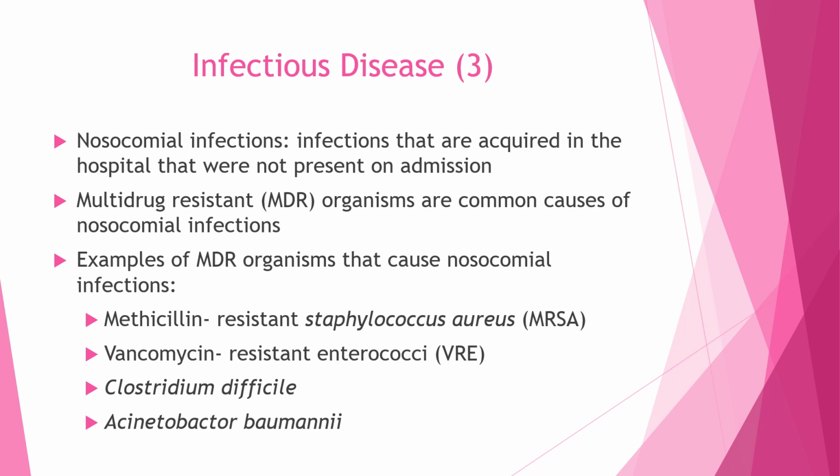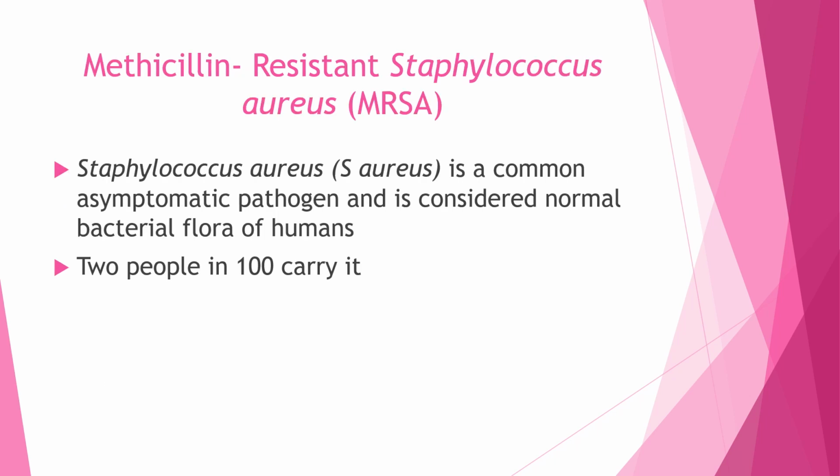Vancomycin-Resistant Enterococci, VRE. Clostridium difficile, otherwise known as C-Diff. And then Acinetobacter baumannii. So, Staphylococcus aureus, S. aureus, is a common asymptomatic pathogen that is considered normal bacterial flora of humans. This is the natural staph, the staph that is very common, and it is on the top of our skin.